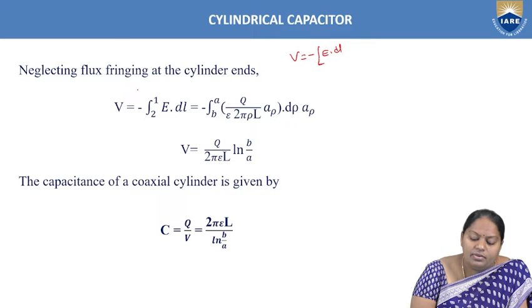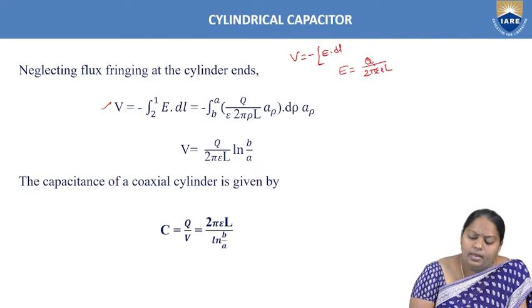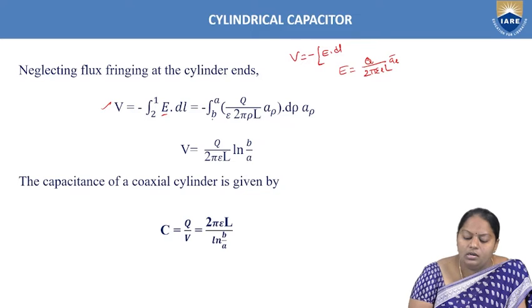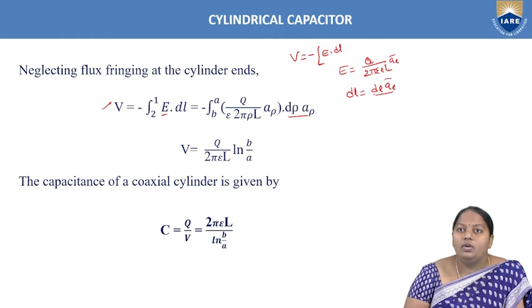So by neglecting the flux fringing effect on the cylinder ends, V can be given by minus integral 1 to 2 E dot dl, which is equal to minus integral A to B, and the E value we have calculated just now, that is E equal to Q by 2 pi epsilon rho L into a rho. Then that value we need to substitute here in place of E. Then Q by 2 pi epsilon rho L a rho dot dl, where dl is nothing but d rho into a rho. Why d rho into a rho? Because we have considered only one direction component. Length means we need to consider only one particular direction. Hence dl is nothing but d rho into a rho.